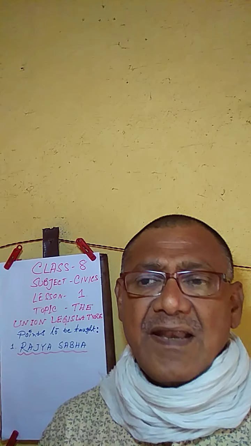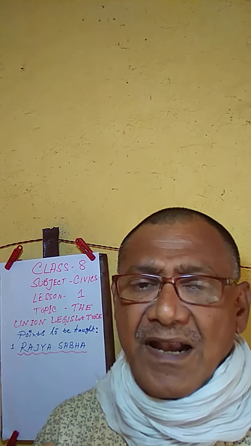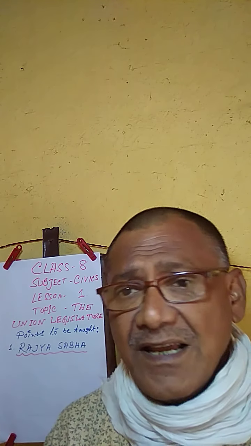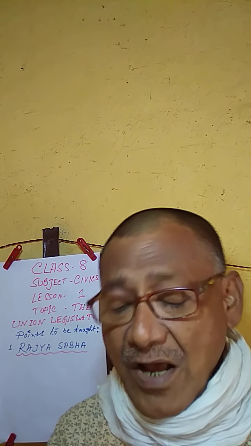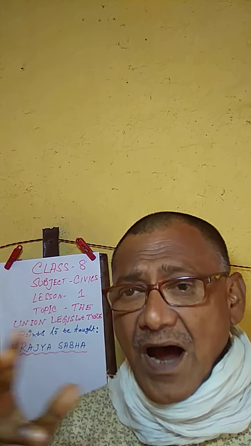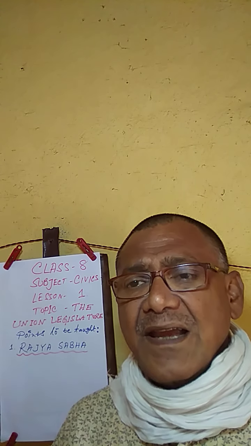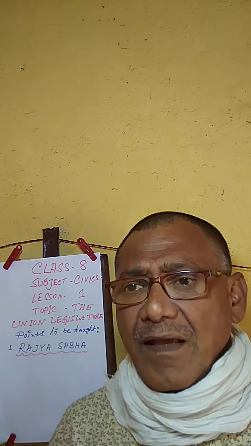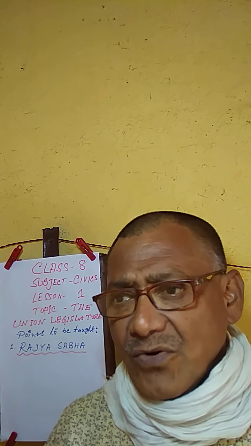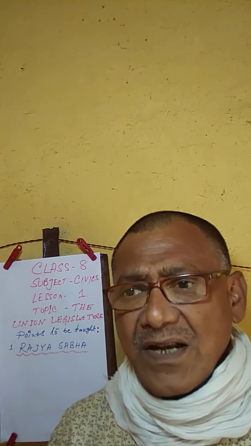How many members are elected directly? 230 members and 38 members. And how many members are nominated indirectly? 12 members. How many members are there in the Rajya Sabha? 250 members. Out of 250, 230 members are elected directly by the members of the legislative assembly and the union territories.